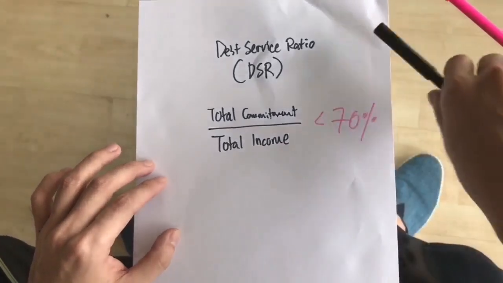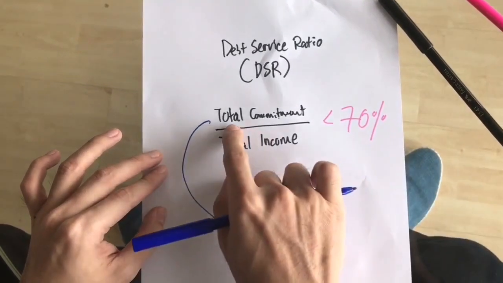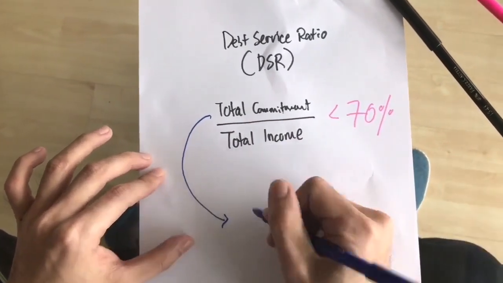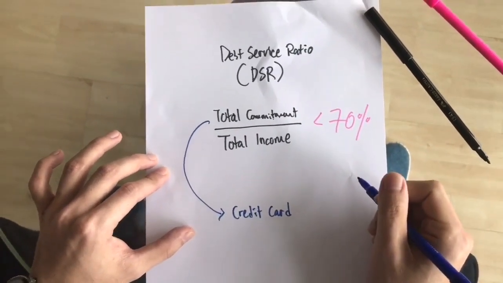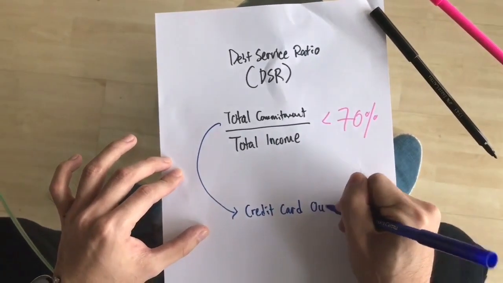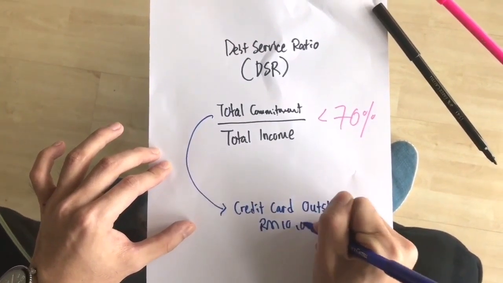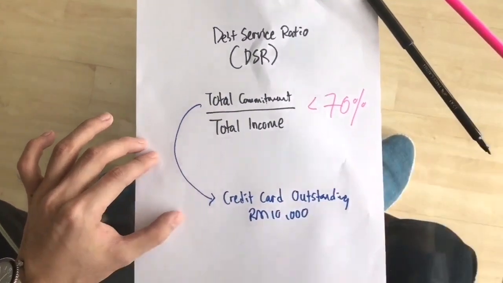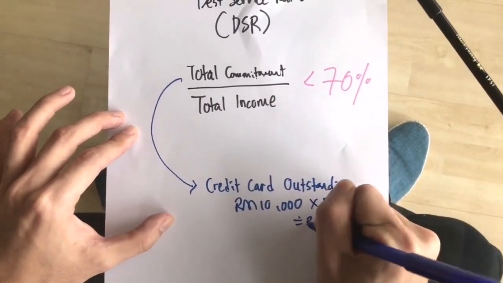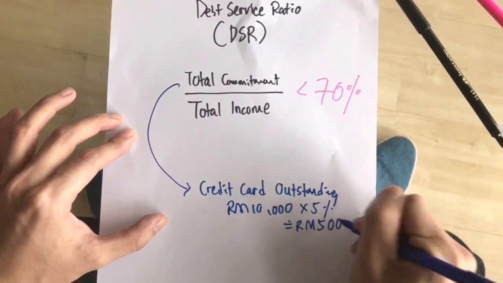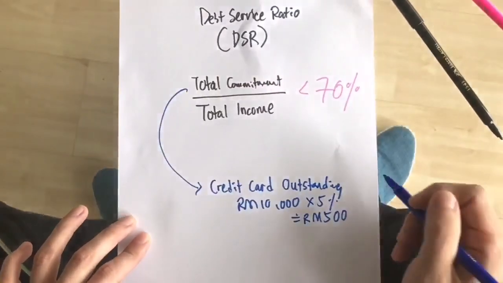Okay, so let's elaborate more on total commitment. What are the examples of total commitment? First, let's talk about credit card. I believe with a credit card, you have an outstanding. Let's give you an example: you have an outstanding of 10K. When the bank counts, they will count 5%, which means it's 500. So you count based on 5%. So we can just plug in the total commitment.